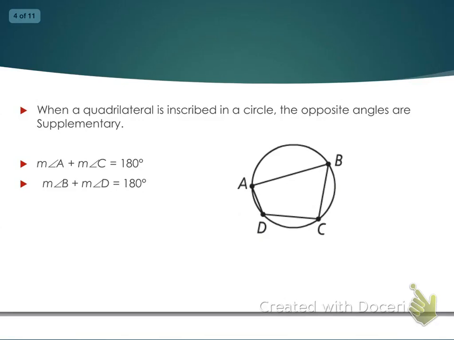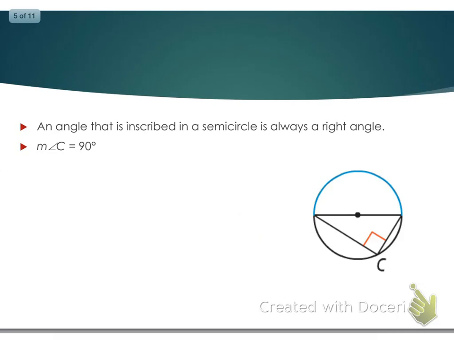When a quadrilateral is inscribed in a circle, so that means it is written inside the circle, the opposite angles are supplementary, okay? So B and D add up to be 180 and A and C add up to be 180. An angle that is inscribed in a semicircle is always a right angle.